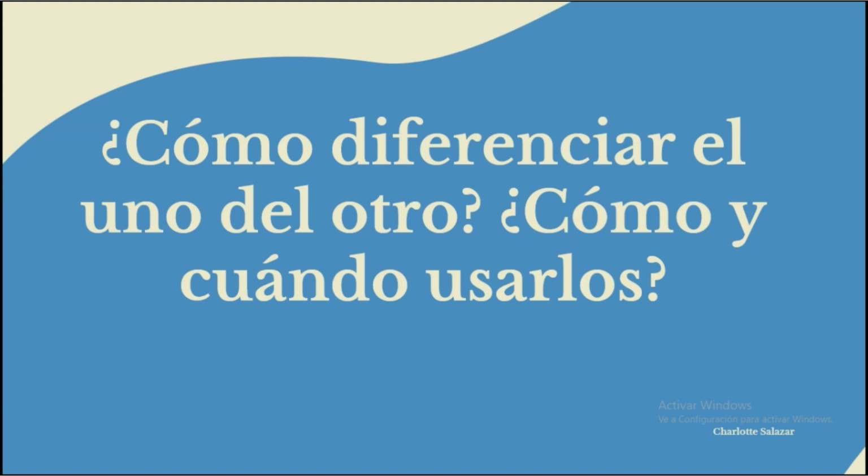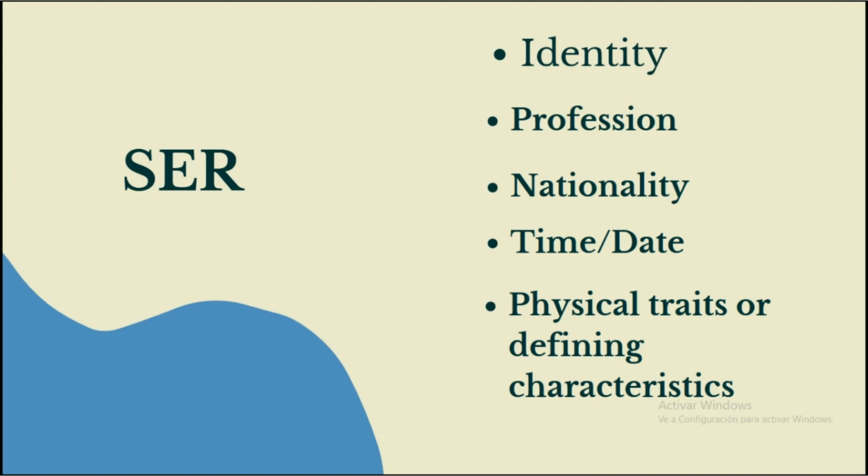each one. Associate the verb ser with indicating that something or someone is. This refers to the essence of an animal, an item, or a person, permanent aspects. So these are some aspects that will help you identify when to use the verb. We use it to refer to identity, profession, nationality or origin, time, date, physical traits, or defining characteristics.